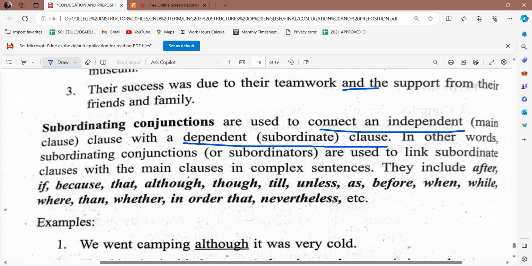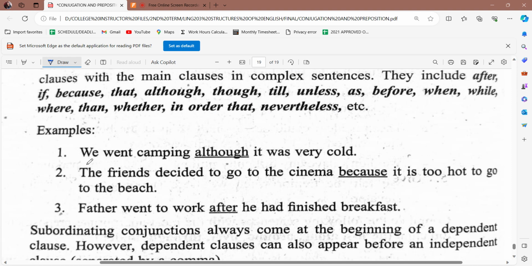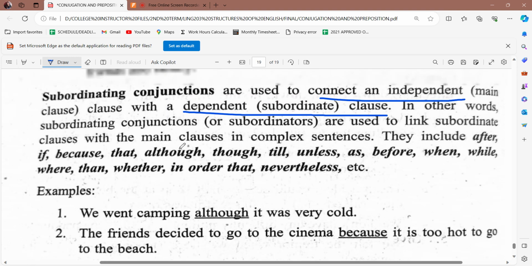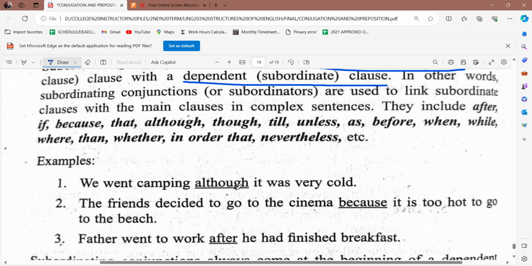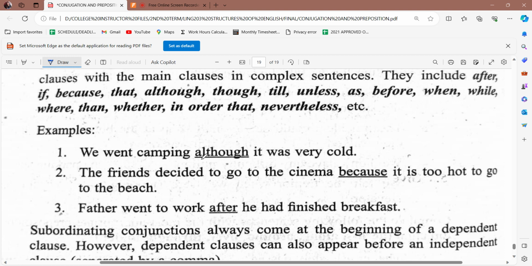It connects an independent or main clause to a dependent clause or subordinate clause. Example: we went camping although it was very cold. Okay? We went camping although it was very cold. So it was connected by a subordinate conjunction.